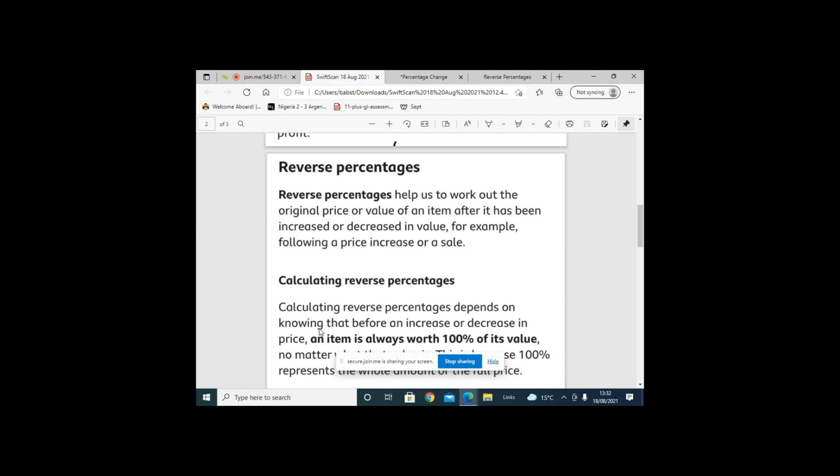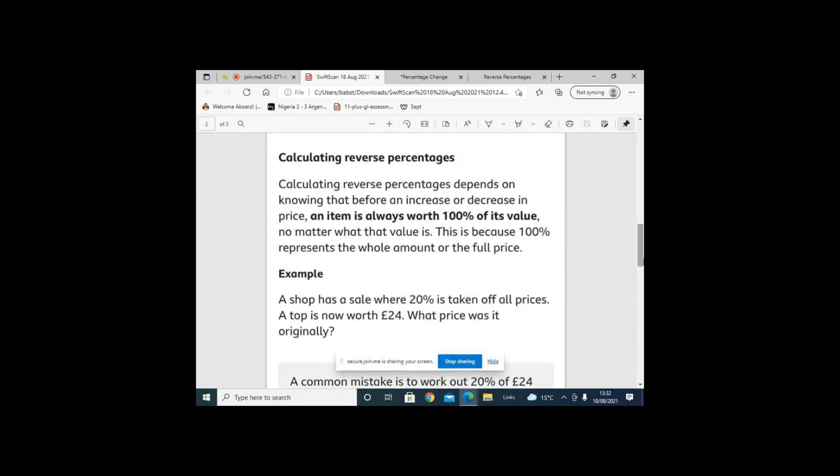Calculating reverse percentages, you can do it in two ways. If it comes up in a calculator paper, there's a way you approach it. If it comes up in a non-calculator paper, there's also a way you approach it. It's very straightforward. Calculating reverse percentage depends on knowing that before any increase or decrease, the item is always worth 100% of its value.